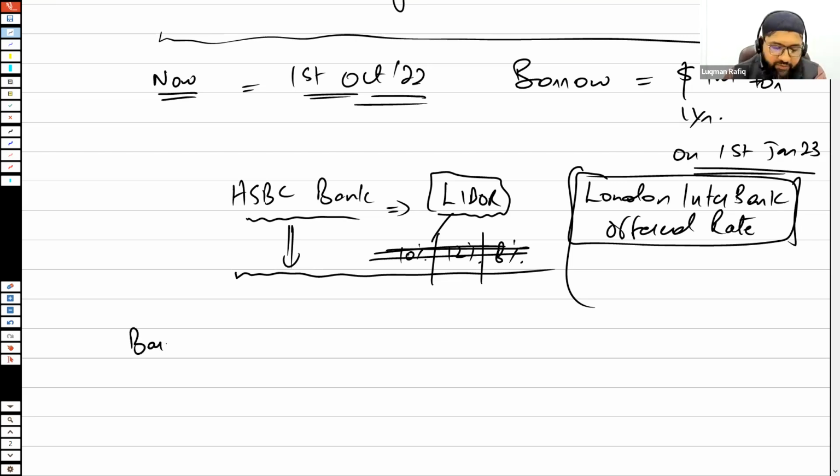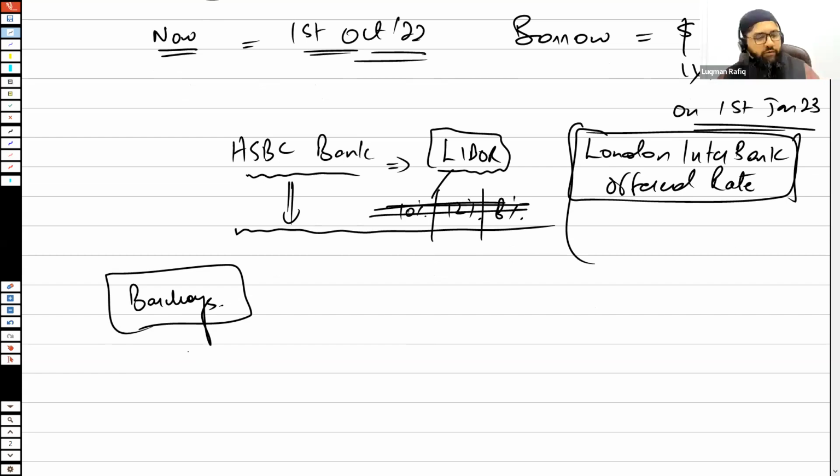Now Barclays says that we cannot lend you the money. We don't think that we will be able to lend you the money, but we can do one thing for you. Now, what is that one thing that Barclays is willing to do for us? They're saying that what we can do is offer you an FRA. What's an FRA? It's a forward rate agreement that we can offer you.